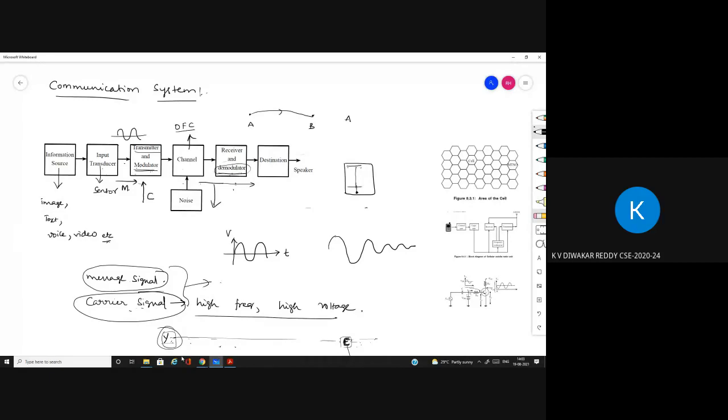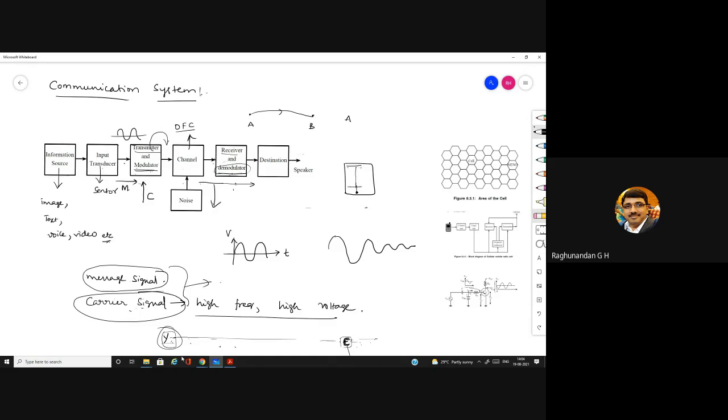Total internal reflection, TIR. Yes, total internal reflection. So the electrical signal will be converted to a light signal, and that light signal will have multiple reflections, which we call TIR, and it reaches the destination. At the destination again we will have a detector. Detector is nothing but the receiver.